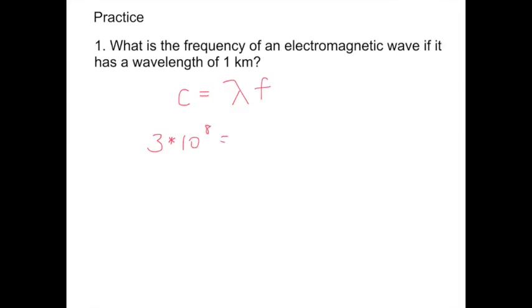Then we have 1 kilometer, so that would be 1,000 meters in wavelength. We have to keep these units consistent. And then finally we have the frequency. So by dividing both sides by 1,000, I can solve for frequency, which I get is about 3 times 10 to the 5th hertz.